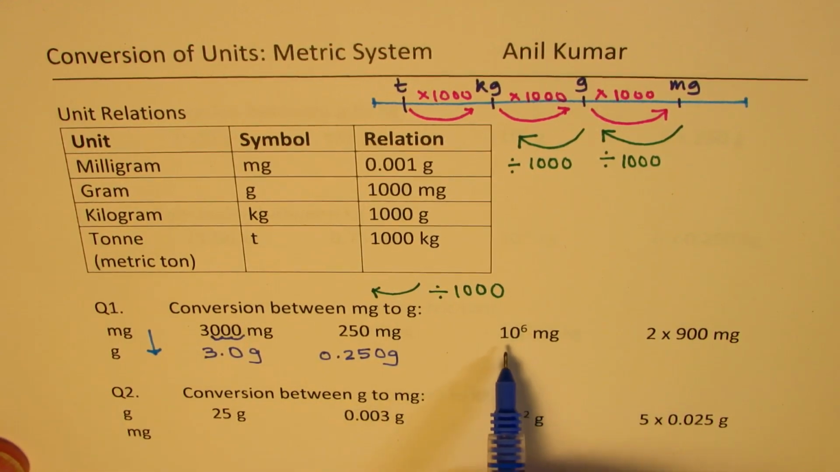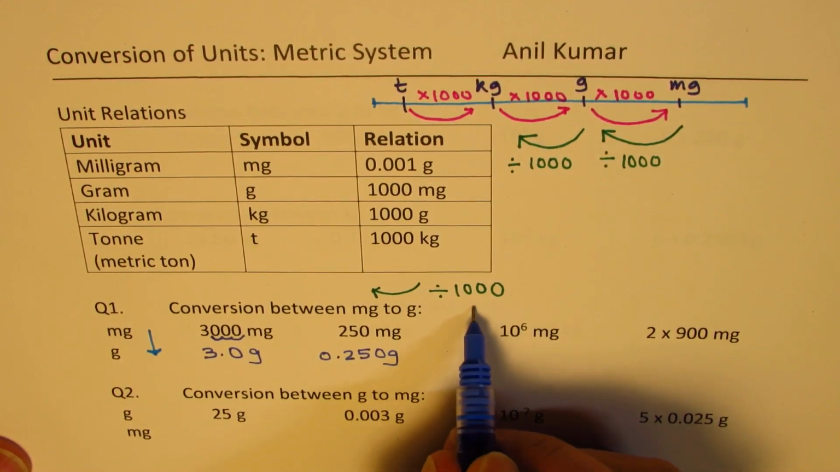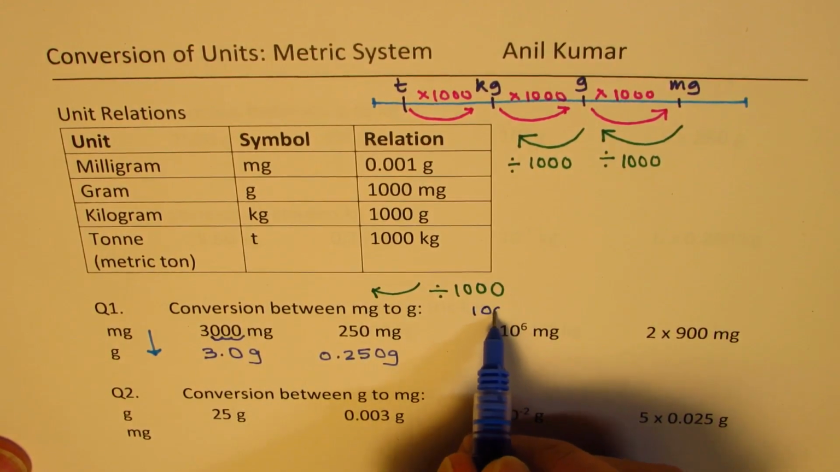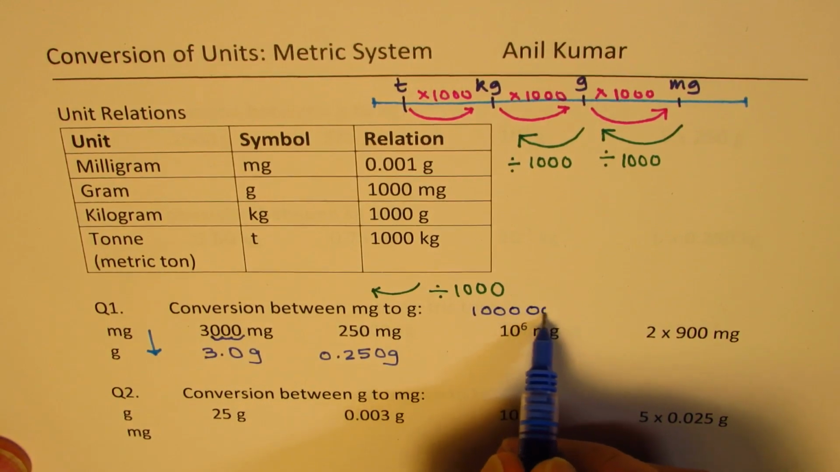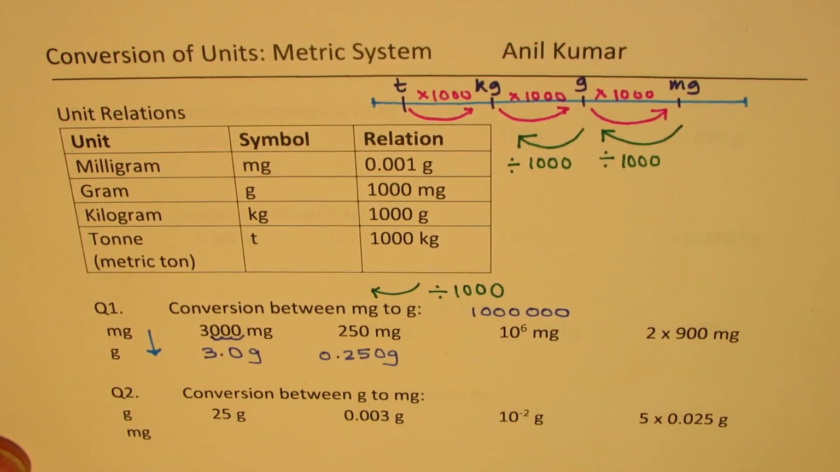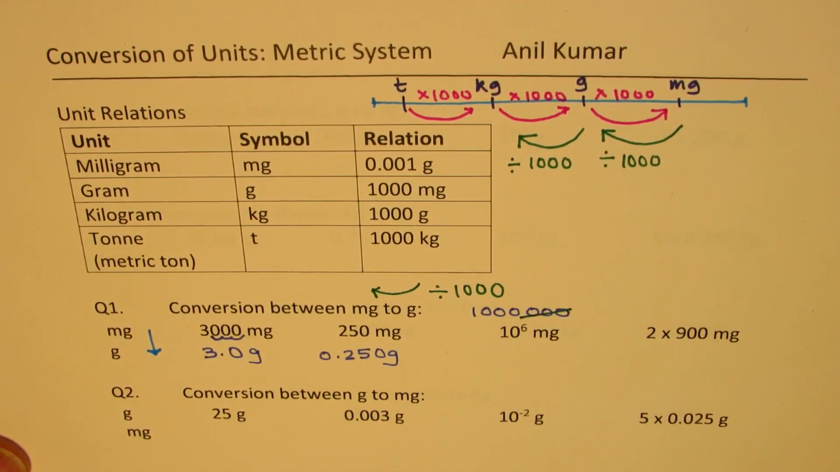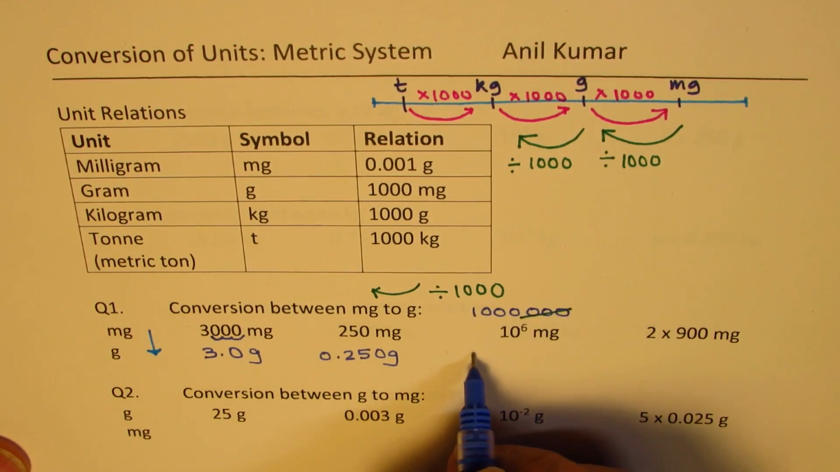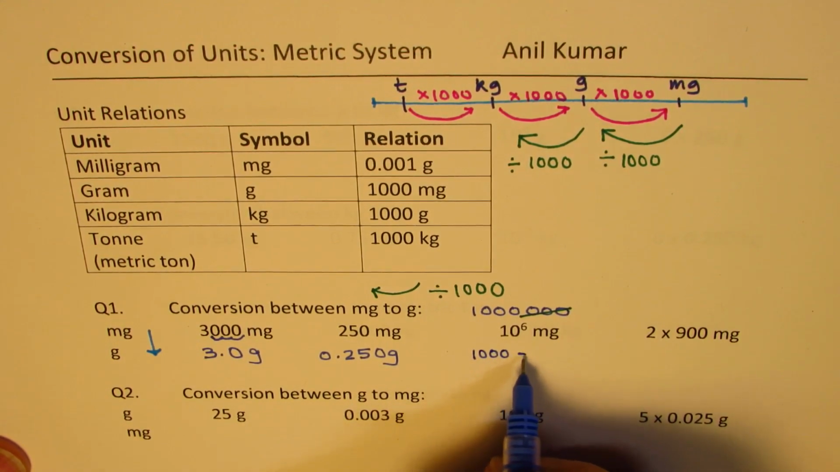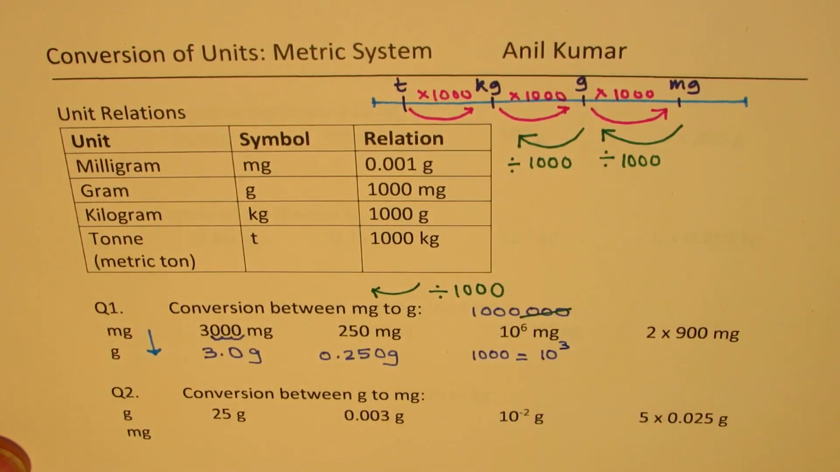Now let us also understand, what does it mean by 10 to the power of 6? 10 to the power of 6 really means there are 6 zeros. 1, 2, 3, 4, 5, 6. So when you divide by 1000, then 3 of them get cancelled, and we are left with 3 zeros. You could also write this in short form as 10 to the power of 3.